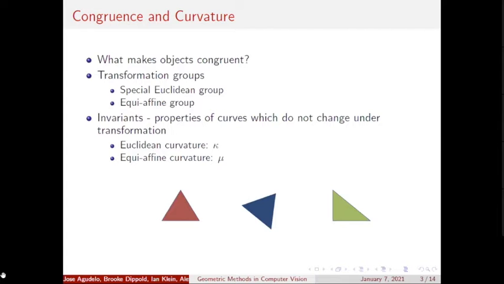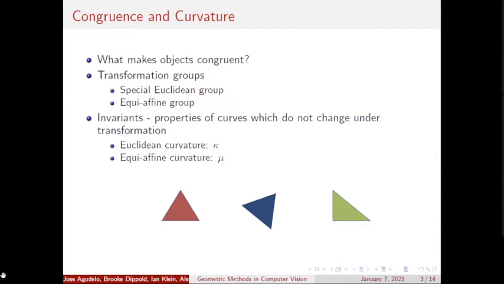If you only allow for translations, maybe the two on the left aren't congruent. And this sort of gets into one way to define congruence, which is that of transformation groups. If you can transform two objects onto each other, then they're considered congruent.